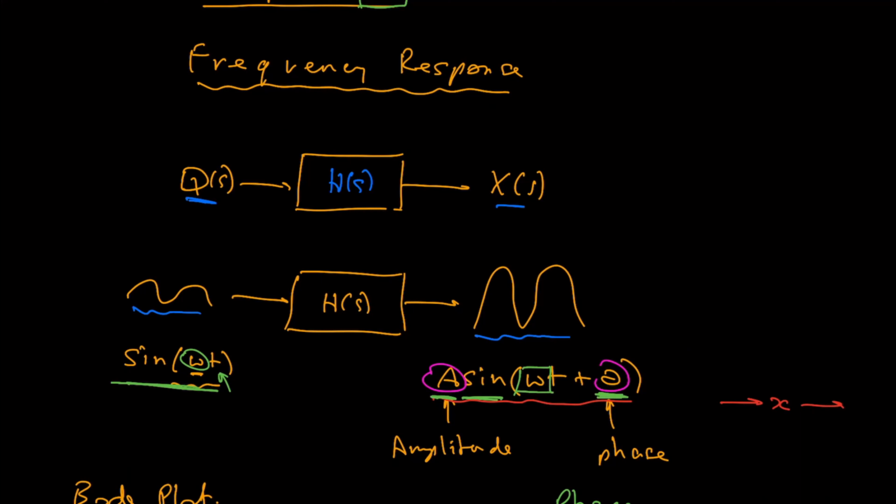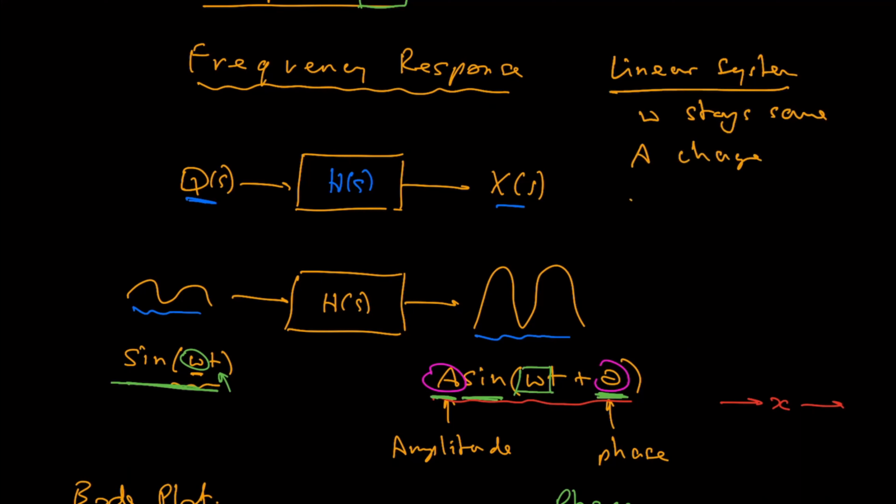So for a linear system, we'll summarize this here: omega stays the same, amplitude changes, phase changes. That's the important thing to note. Frequency stays the same, amplitude changes, phase changes. That's what this linear system will do.